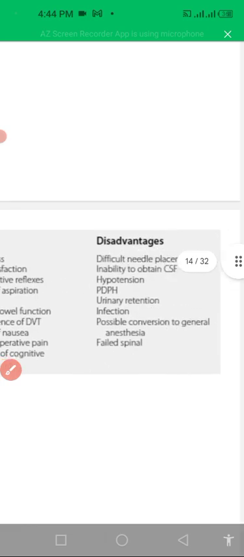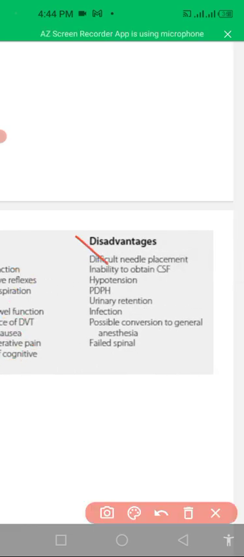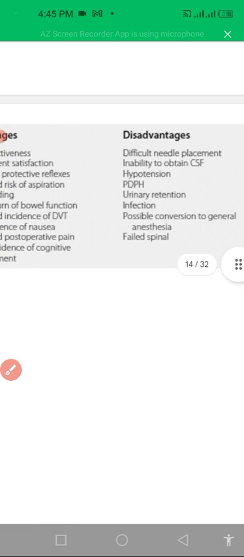While there are some disadvantages of spinal anesthesia, like difficult needle placement, sometimes it is difficult to pass the needle in calcified bones, calcified curvature of the vertebrae, or in kyphosis. There may be chances of hypotension due to the spinal anesthetic agent, or postdural puncture headache, urinary retention, infection, or failed spinal anesthesia can be there. So these are some disadvantages of spinal anesthesia that we have to take care of.